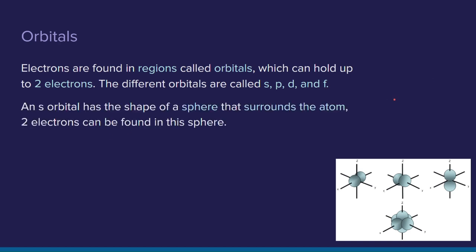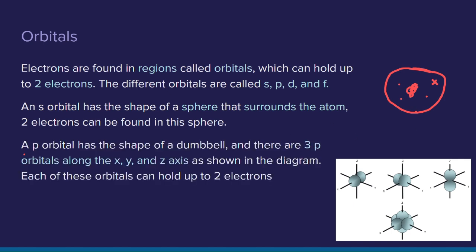An s orbital has the shape of a sphere that surrounds the atom, so you've got that nice sphere here and the nucleus in the middle. So the electrons can be anywhere in this sphere. Forgive my artistic skills, I can't draw with a mouse. But the electrons can just be anywhere on that sphere.